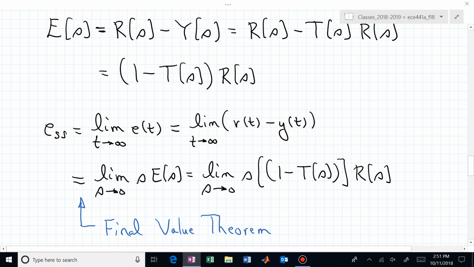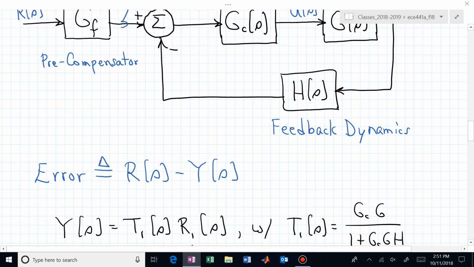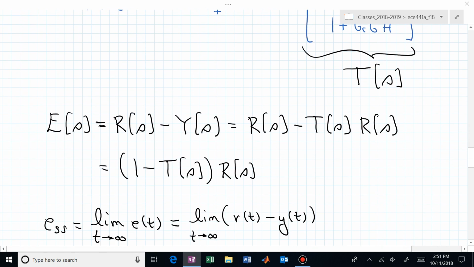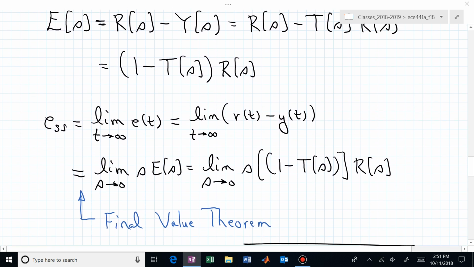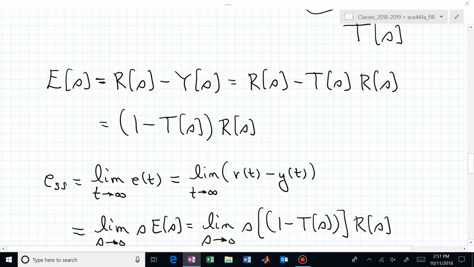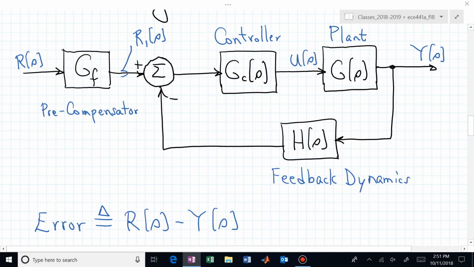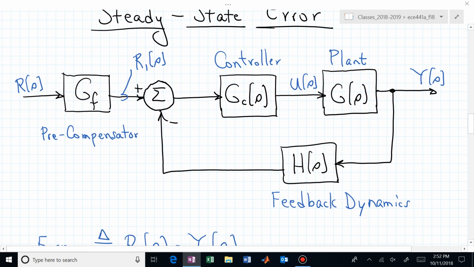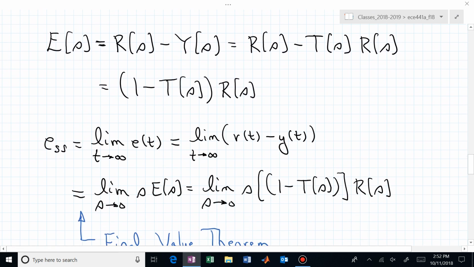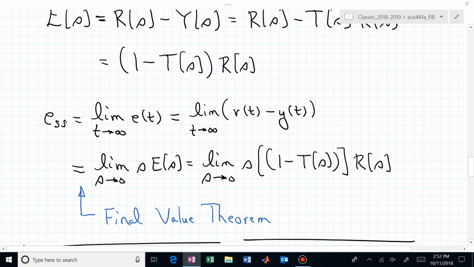And obviously this error will depend on the type of system that we have that is maybe described by G sub C and G, and it will also depend on the waveform that we're applying as our reference input, capital R of S. That's how you could formulate this for a fairly generic block diagram with several different blocks explicitly identified, and now you've derived that relationship, and you could solve for the steady state error given a particular G sub C, G, G sub F, and H, and a particular reference input R of S.